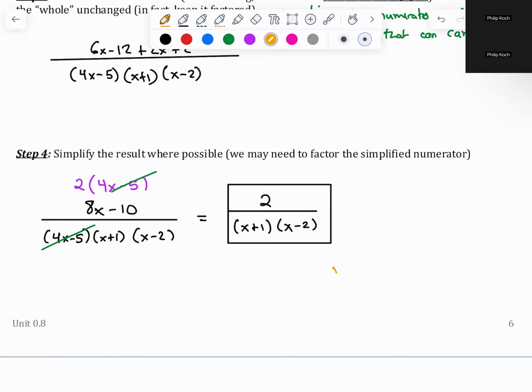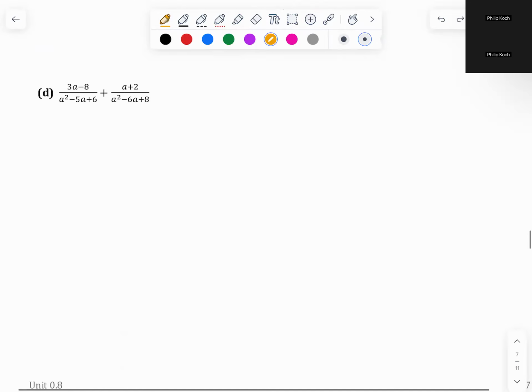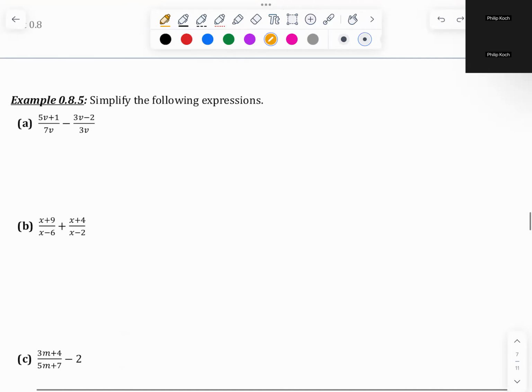All right. So let's go ahead and do some examples. So this one, we'll do together. We'll do A and B together, and then I want you to test yourself on C and D. So with part A, we've got 5v plus 1 over 7v minus 3v minus 2 over 3v. So what's the LCD? We'll do that off on the side.